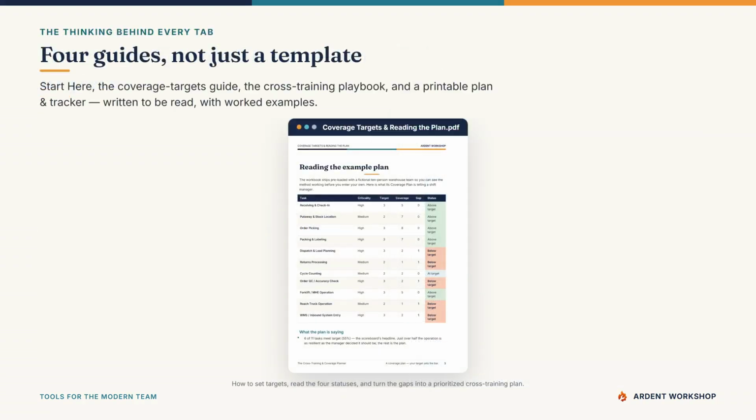And it's not just a template. Four plain English guides walk you through setting targets, reading the plan, running the cross-training, and there's a printable plan and tracker for the wall, each written to be read, with worked examples.